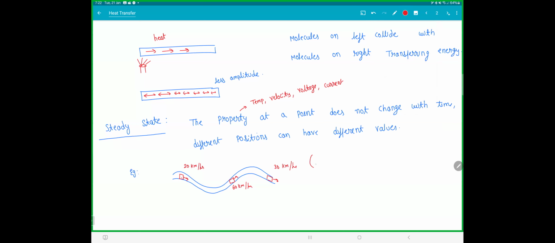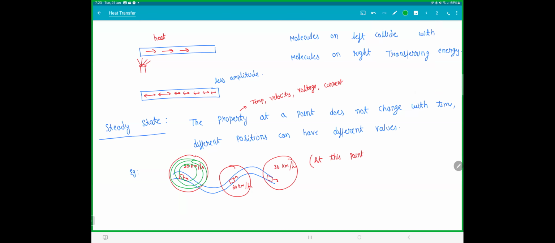Getting it? So at this point, again, assuming everyone follows the speed limit very strictly. So that same car, when it is here, it is having 20. That same car, when it is here, it is having 60. When the same car is here, it is having 30. So the speed of the car is changing. Are you getting it? But if a lorry comes here, speed must be 20. Cycle comes here, speed must be 20. Bike comes here, speed must be 20. No matter which vehicle comes at this point, the speed will be 20. So the speed at a point is constant. But the speed of each vehicle is changing with time.